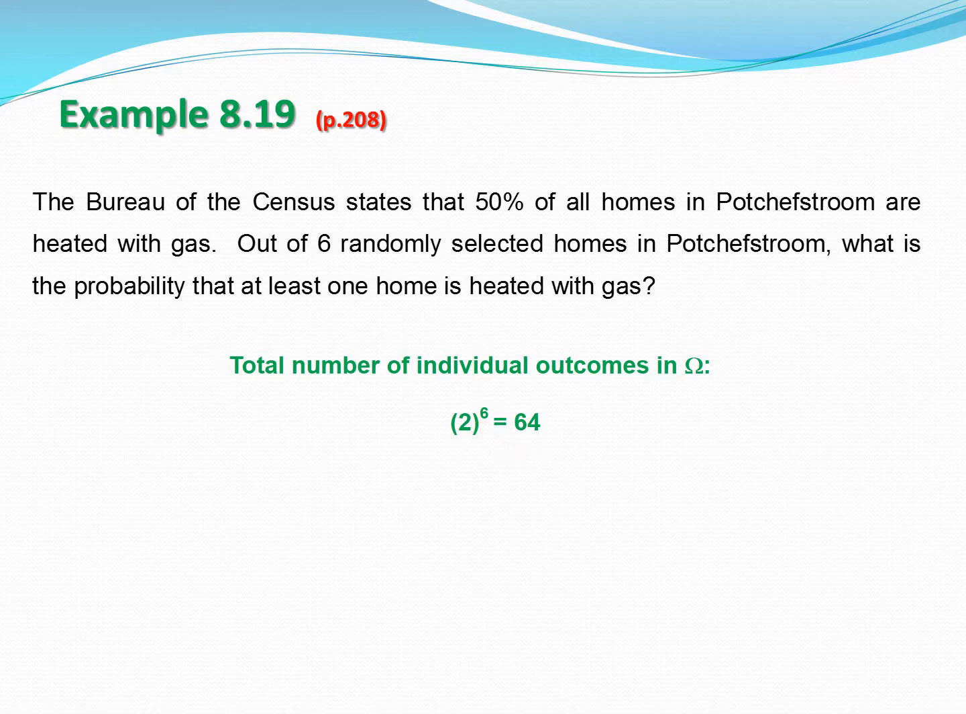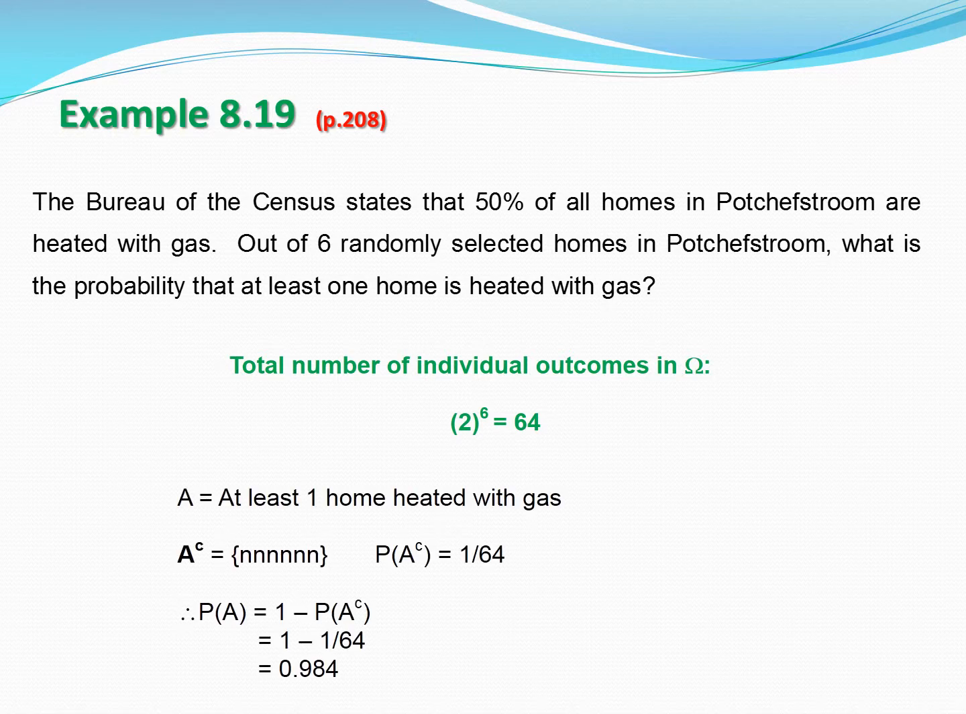We can let event A be the event that at least one home is heated with gas. And then the complement, you can easily see, will only consist of one outcome where none of the houses are heated with gas. So the probability of A's complement will be 1 over 64. So we can obtain the probability of A by applying our complement law: 1 minus the probability of A's complement will give us 0.984.